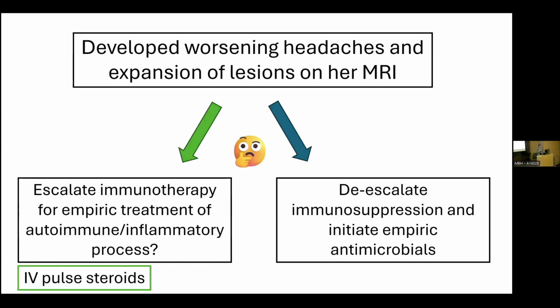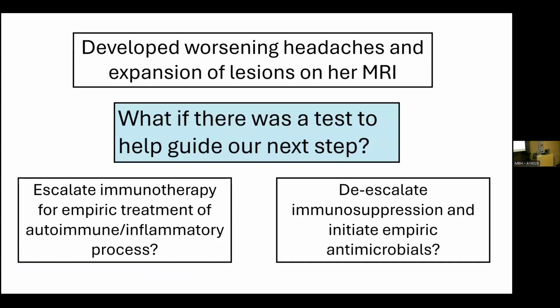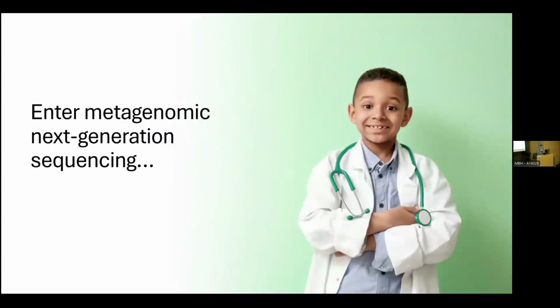We did give her steroids. She got better, but then she got worse, unfortunately. And so we brought the question of whether there was any additional testing that could have been done to better help us along this decision tree. One test that I didn't mention that was still pending at the time of all of this was her metagenomic next generation sequencing.